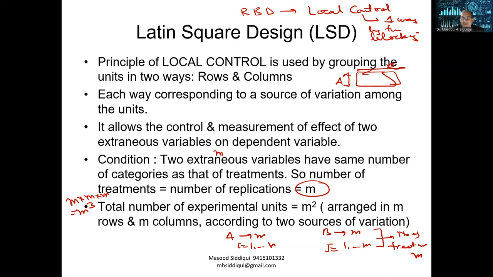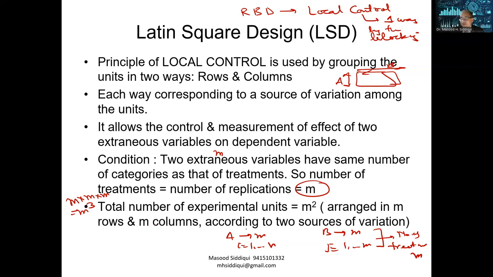But that is the complete concept. Here we use an incomplete three-way layout. So we consider the condition that the total number of experimental units should be M square. Remember, not M cube, and that is why this is known as incomplete. So the total number of experimental units should be M square only, and they will be arranged in the form of M rows and M columns.